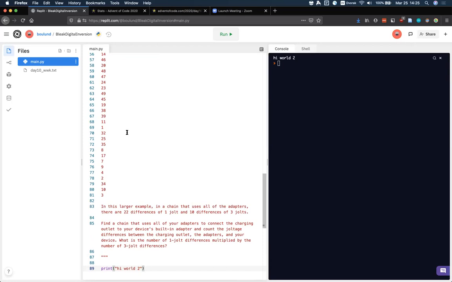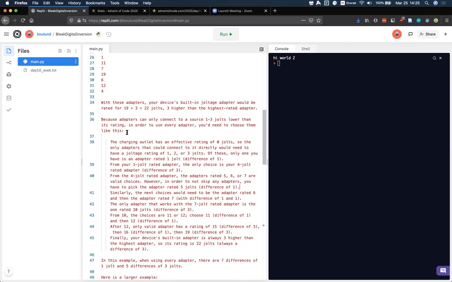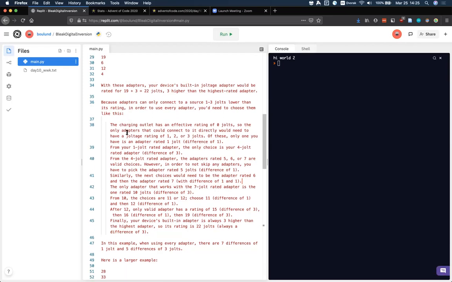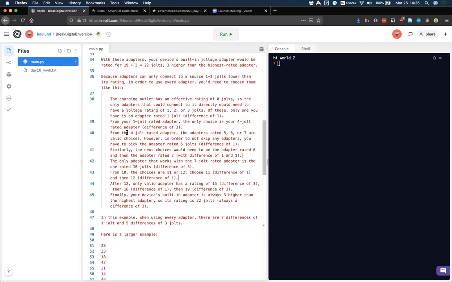From the 4 jolt adapter, we have adapters 5, 6, and 7 as valid choices. We pick the 5 one, so we do not skip any, and then the number 6 and then the number 7. From the number 7, we can go to number 10, because that's a difference of 3. From 10, we can go to 11 or 12, and we do the same thing: we optimize to get as many as possible in. So we choose 11 and then 12, and then we have a rating of 15, which is a difference of 3 from 12.